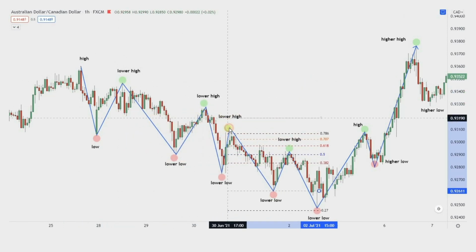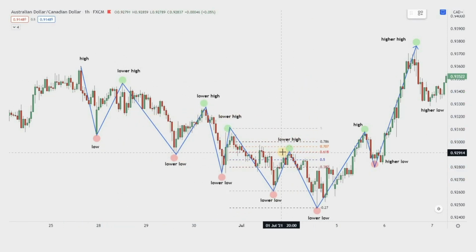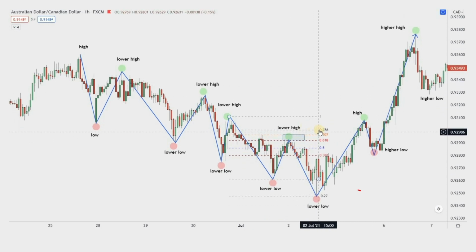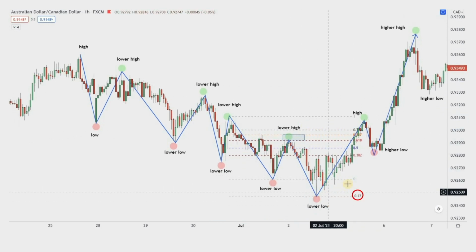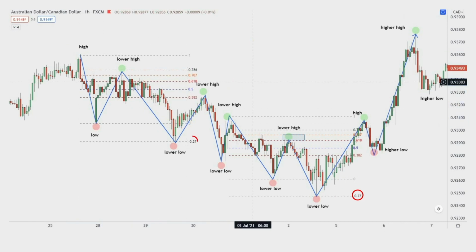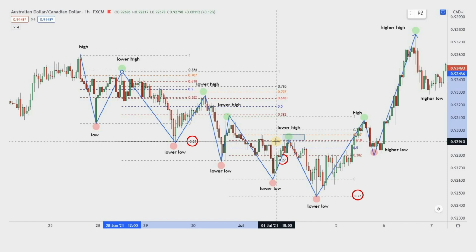Now let's talk about the -0.27 extension level. This level can often signify the end of the impulse and can serve as support or resistance. In this example we saw more than one time the power of this level.